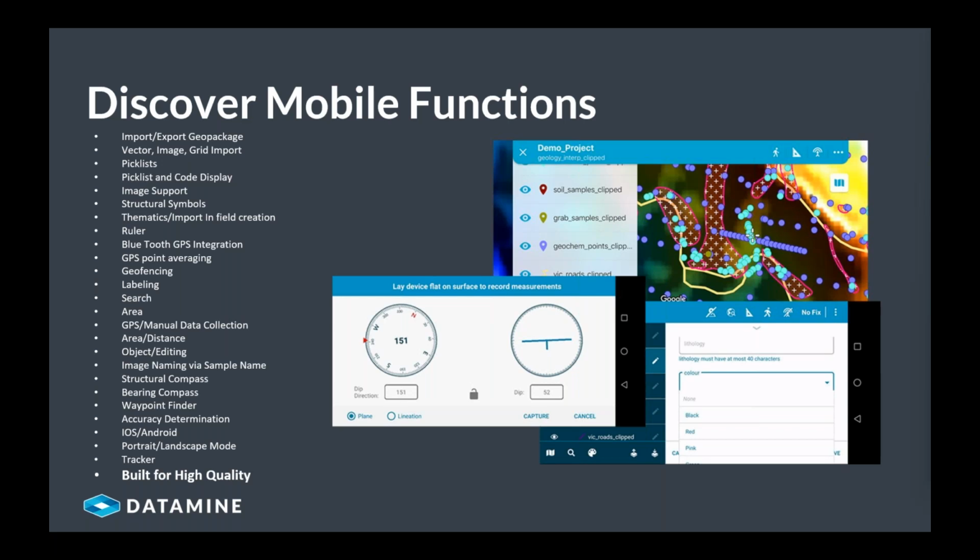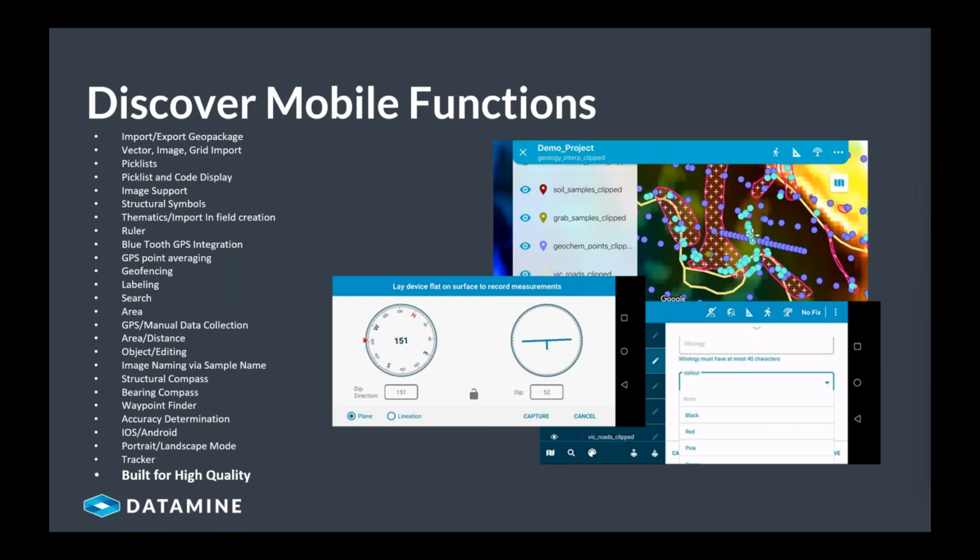It's got a search function. So for example, if you've got a soil sample number and you know it's a good value, you can search and find where it is spatially. It's got area. So if I walk around an old mullock heap and it's polling the data, and I want to see the area that's there, I can do that in the field.